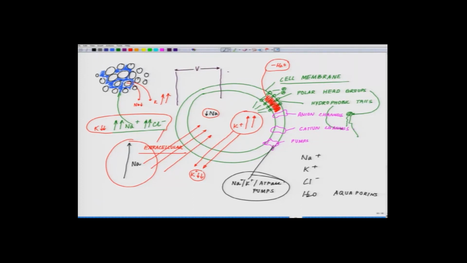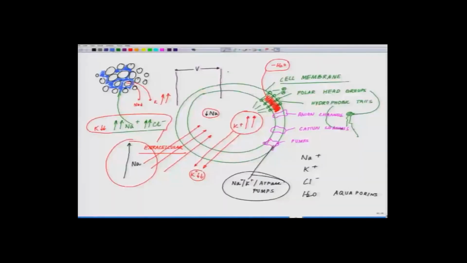In other words, you are measuring the voltage across the cell membrane, inside the cell membrane versus outside the cell membrane. It has been observed for all the cells of your body. I told you that all your cells are bathing in extracellular fluid like this, right. Now, you place an electrode here, you place an electrode here, and you measure the voltage across it.